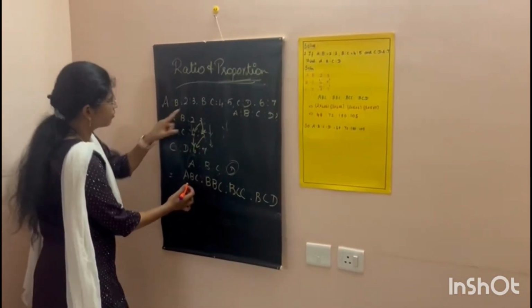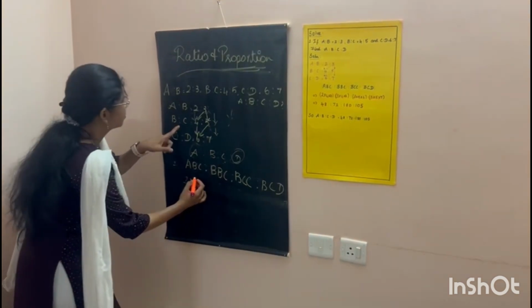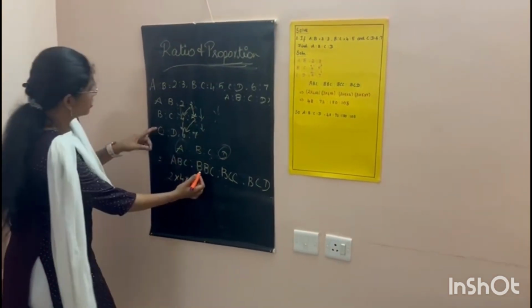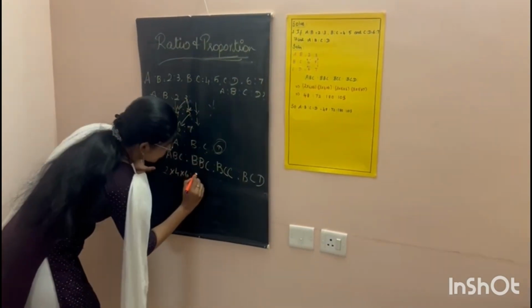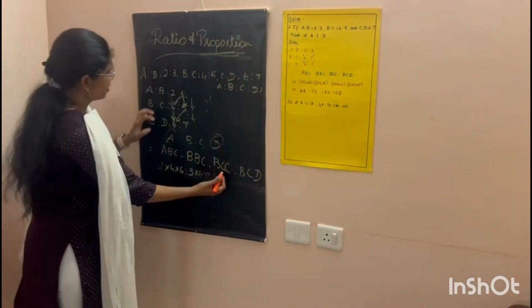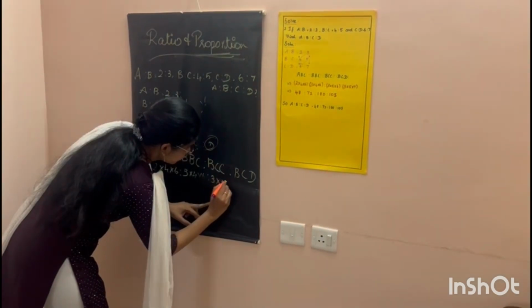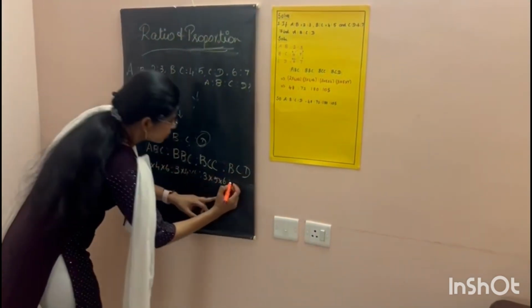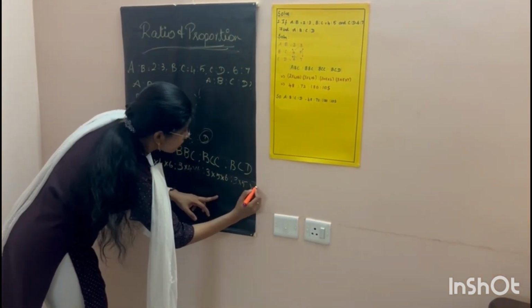So the value of a is 2 into 4 into 6. The value of b is 3 into 4 into 6. The value of c is 3 into 5 into 6. And the value of d is 3 into 5 into 7.